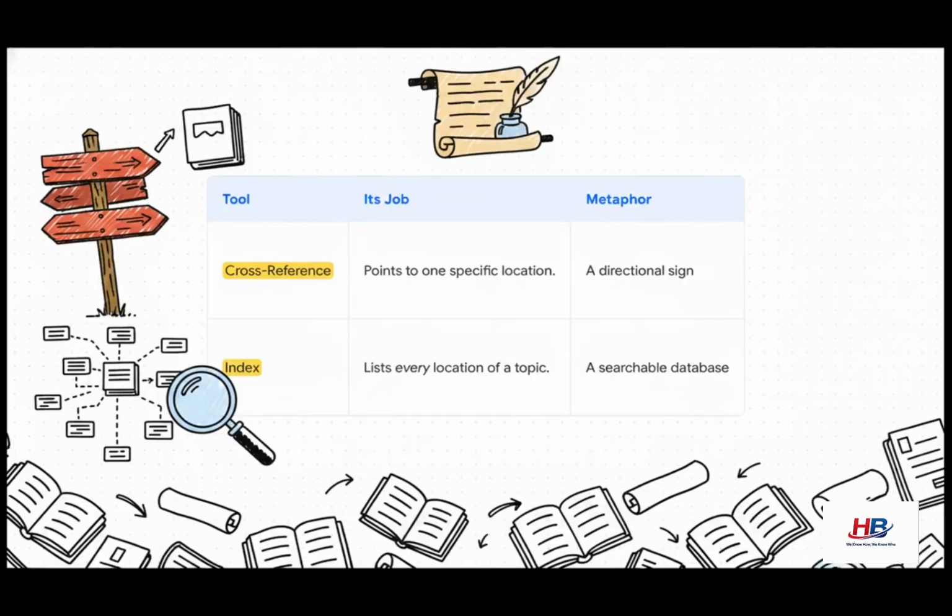Now it's really important to get the difference between these two. A cross-reference is like a directional sign. It points to one specific place. It says, hey, for more on this, see figure 3 on page 58. An index, on the other hand, is that searchable database. It tells you every single page where a certain term, like market share, is mentioned. Both are unbelievably powerful for navigation.